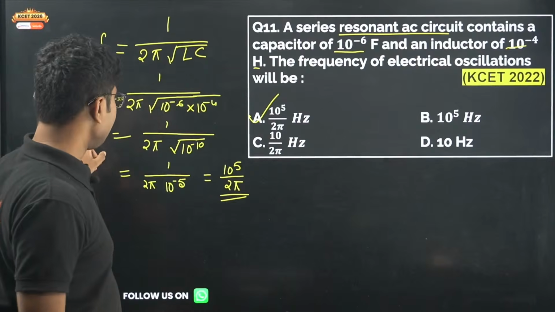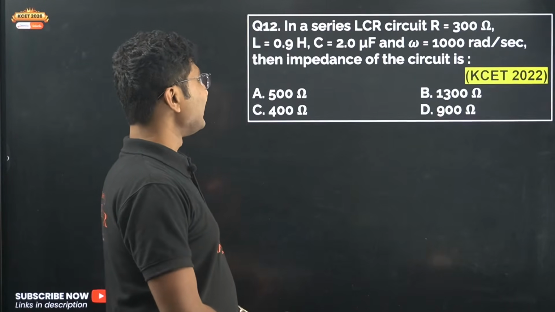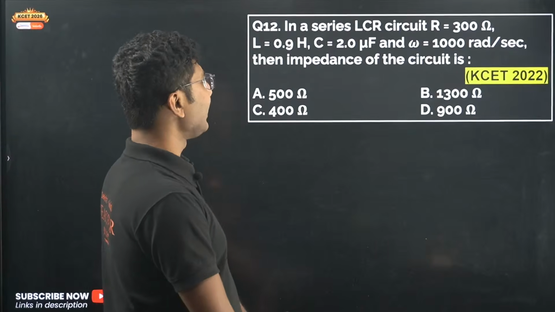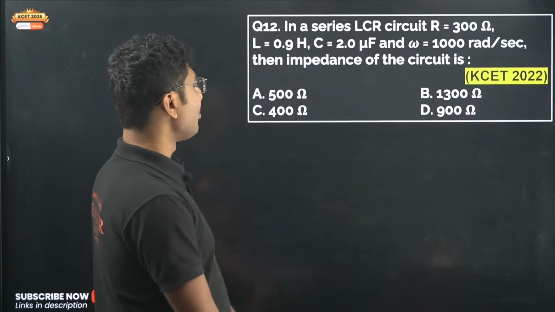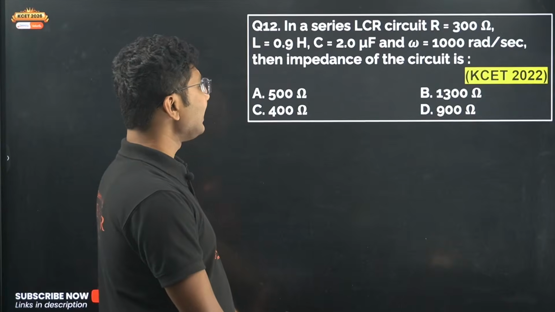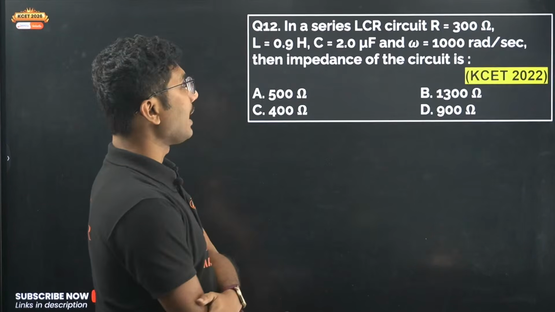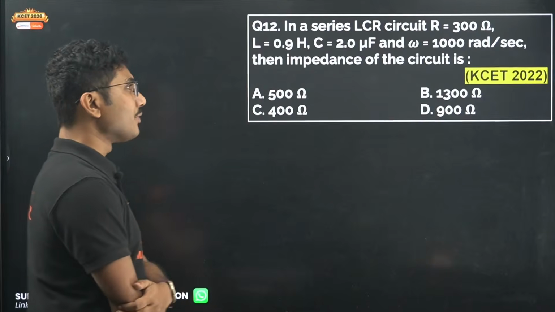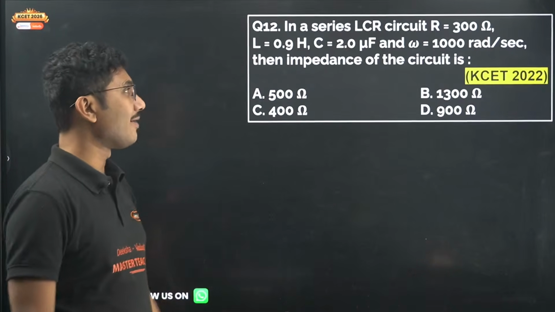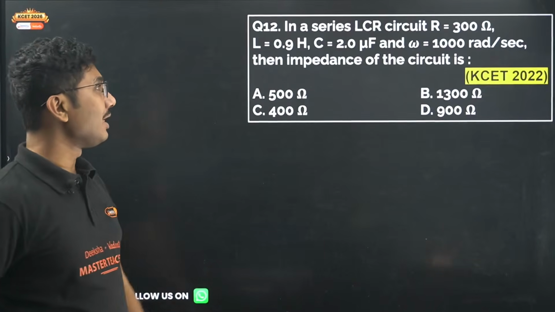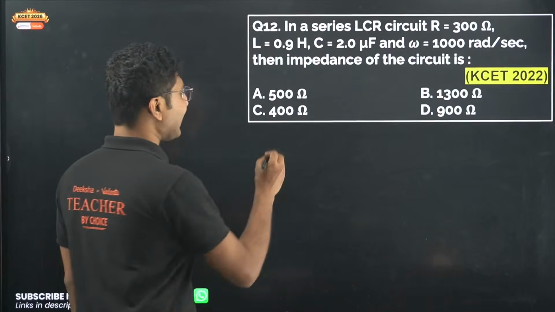Now next question. Question number 12. In a series LCR circuit, R equals 300 ohm, L equals 0.9 Henry, C equals 2 microfarad, and omega equals 1000 radian per second. Then the impedance of the circuit is. So they have asked you about impedance only. So directly you have to calculate XL and XC.